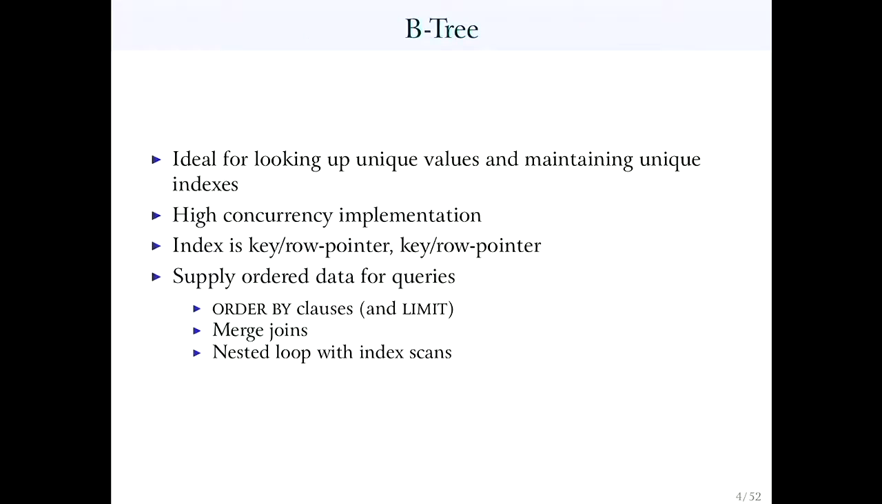Traditional indexing. Traditional indexing for relational systems is B-tree. Great, very flexible, has high concurrency, fairly compact storage. Although I know that somebody, another one of our Russian friends, Anastasia, is working on making B-tree even better. So if you catch her, feel free to talk to her about that.